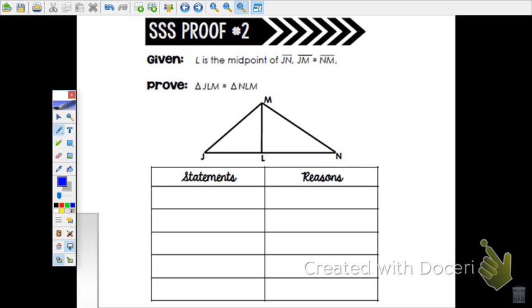Second one we're going to look at, again, we know we're headed to side, side, side. We'll just start with our given. L is the midpoint of segment JN, and that is given.